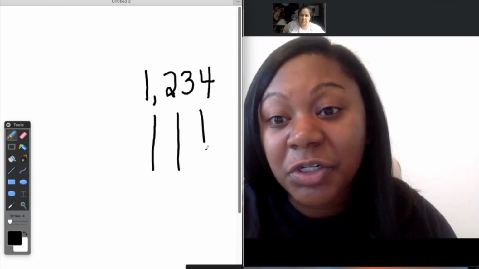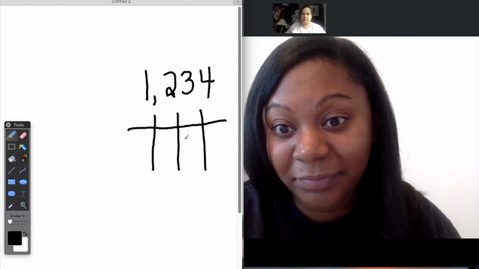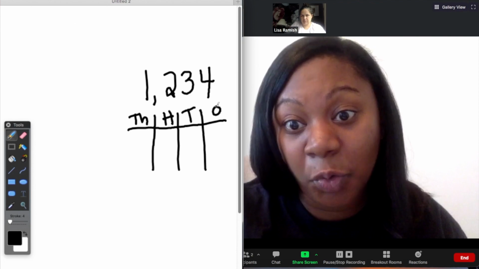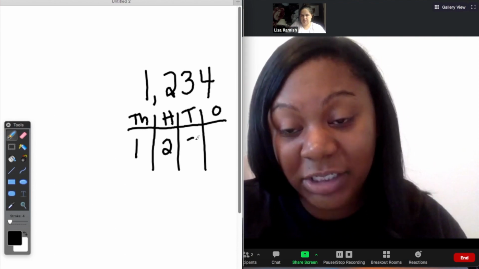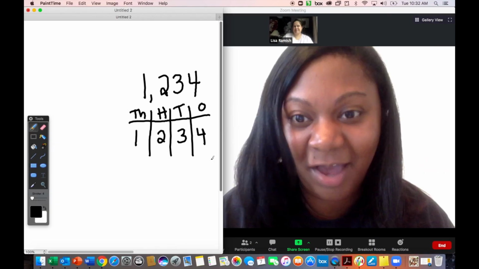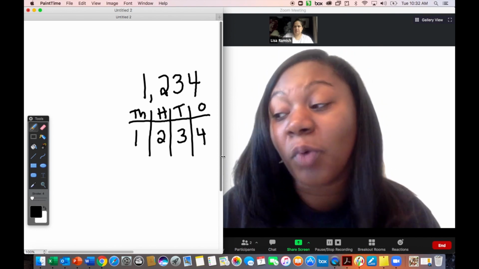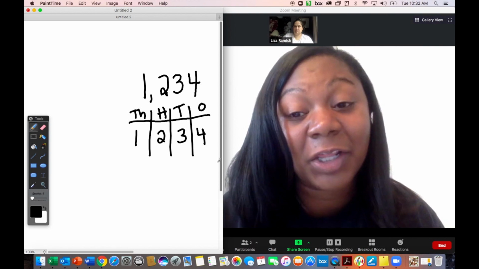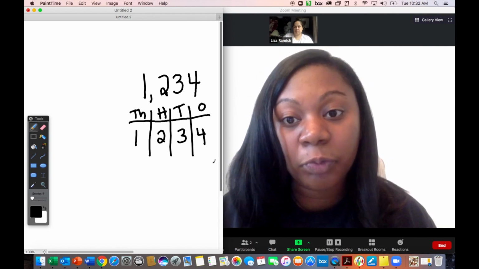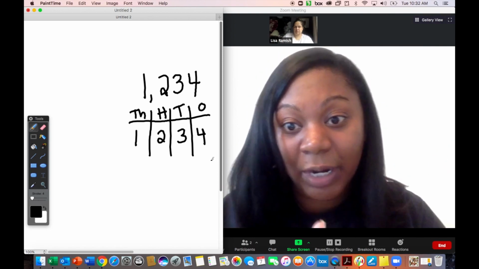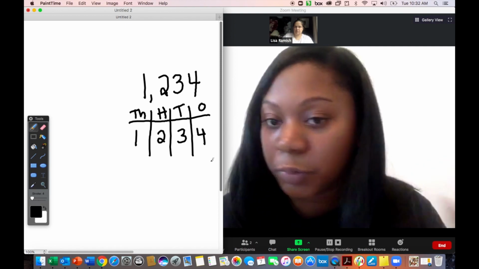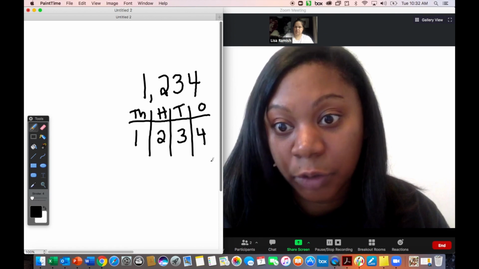What I would first do is draw my place value chart. So you would draw your place value chart with your thousands, your hundreds, your tens, and your ones. Awesome. So if I'm going to build 1,234, I'm going to start with my lowest place value. Even though we read our numbers from left to right, when we're building our numbers, we start with the lowest place value because we never know when we need to regroup.